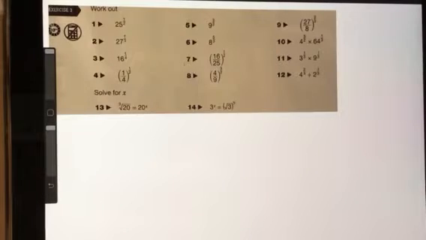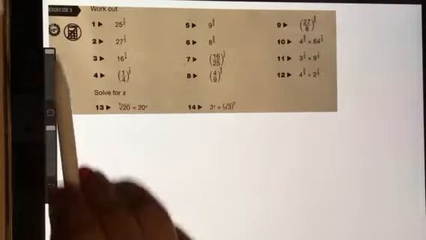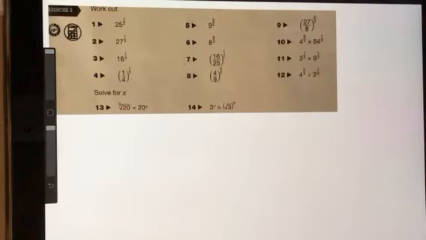Hi everyone. In this video, I'll be explaining fractional indices and I'll be working through exercise 3 that you got handed in class to work out for homework.